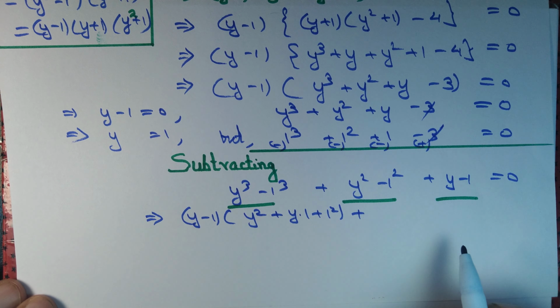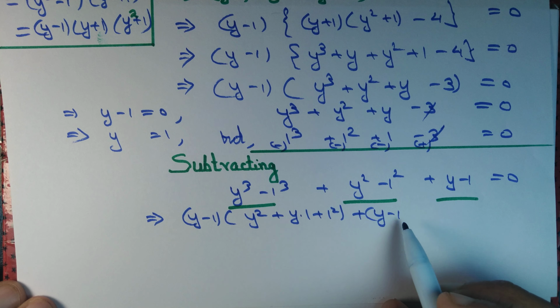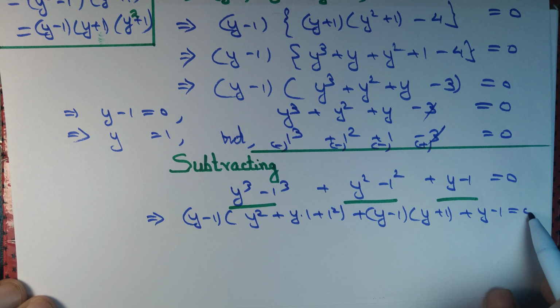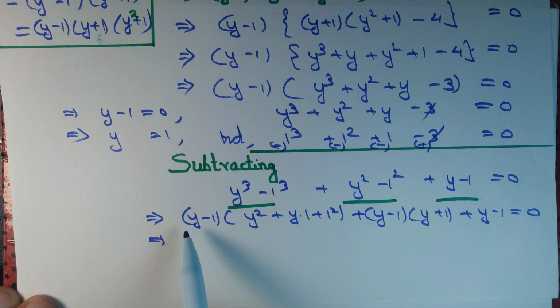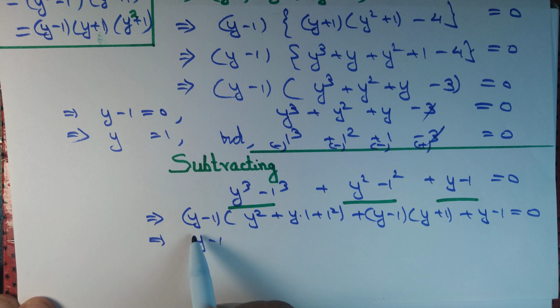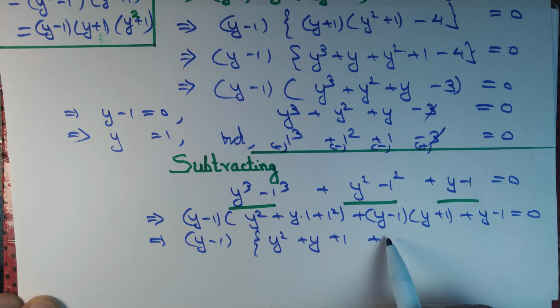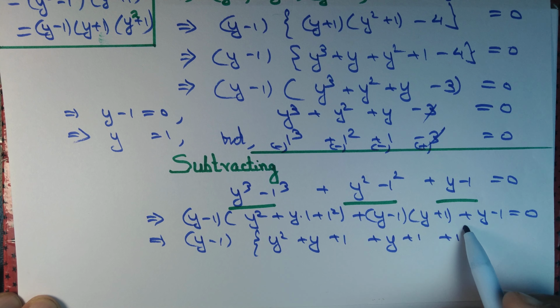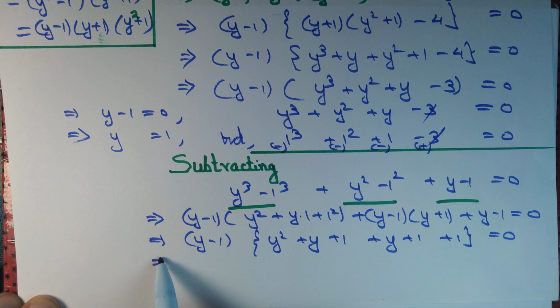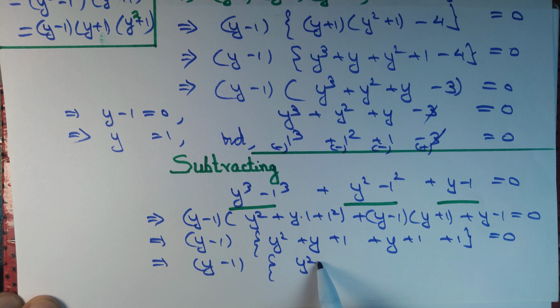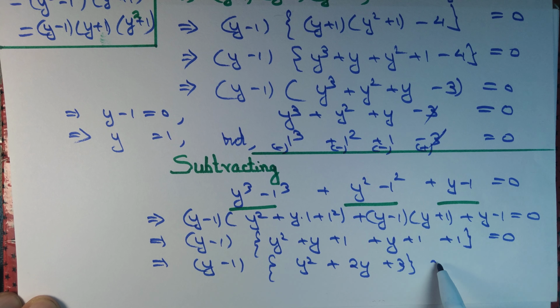y square minus 1 square can be written as y minus 1 into y plus 1, plus y minus 1, we copy as it is. Now we take y minus 1 common and we will be left with y square plus y plus 1 plus y plus 1 plus 1. So y square plus 2y plus 3 equal to 0.